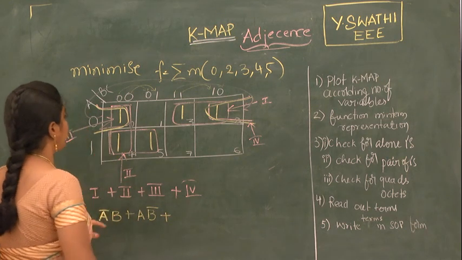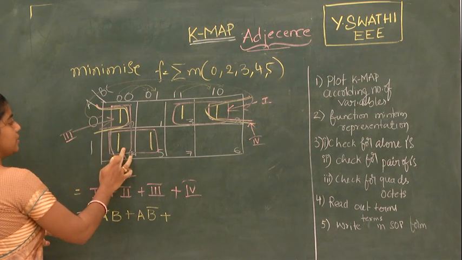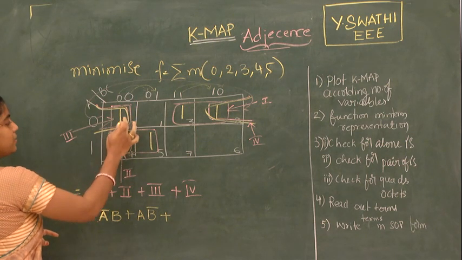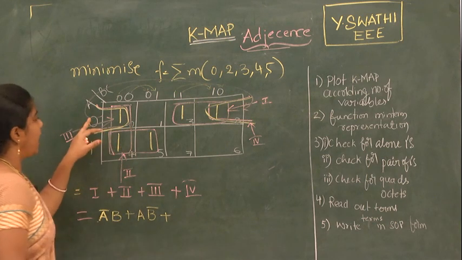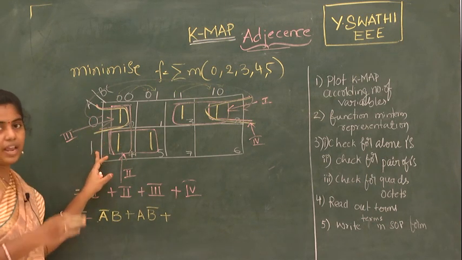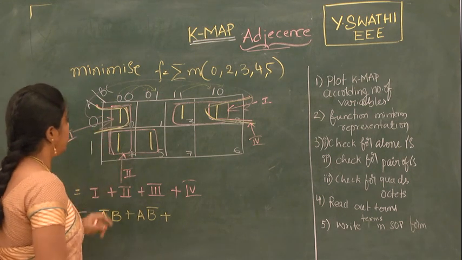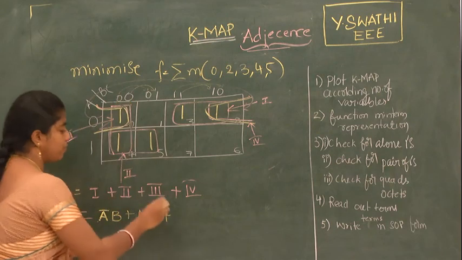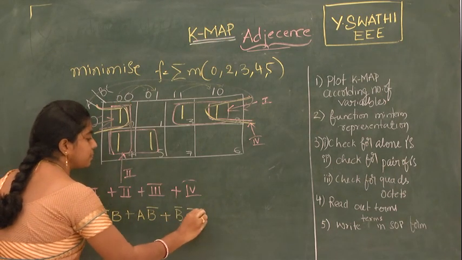And the third term is a combination of M0 and M4. So in this M0 and M4, A changed from 0 to 1. So A is changed and B, C didn't change in M0 and M4. And these are in the complemented form. So B bar and C bar.